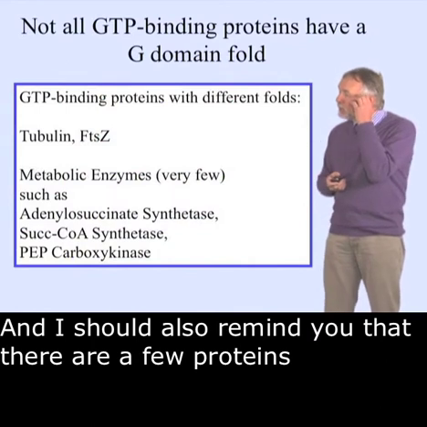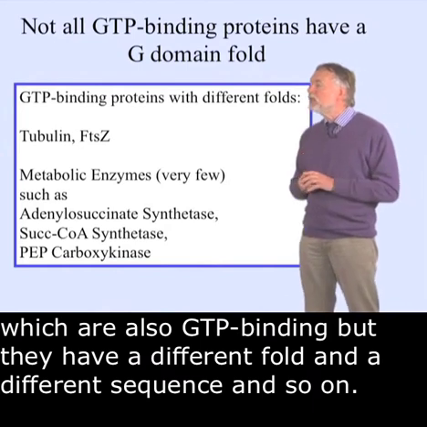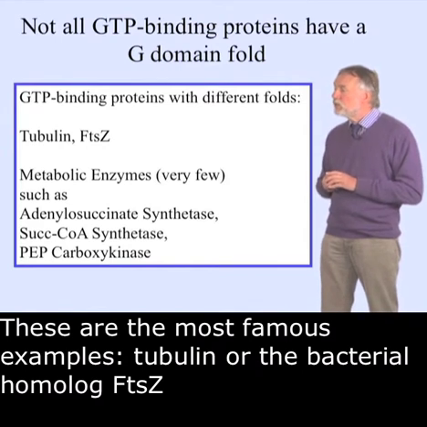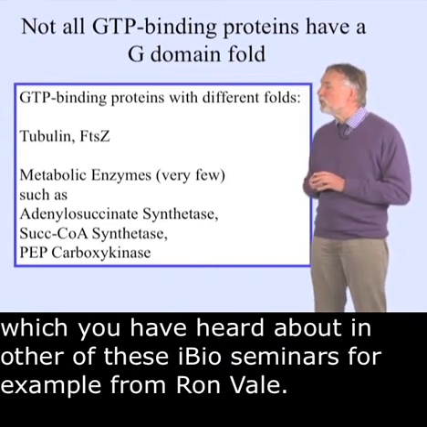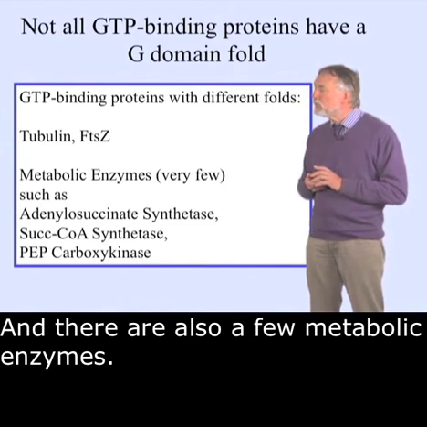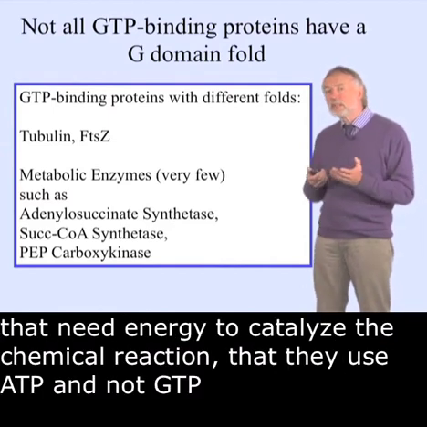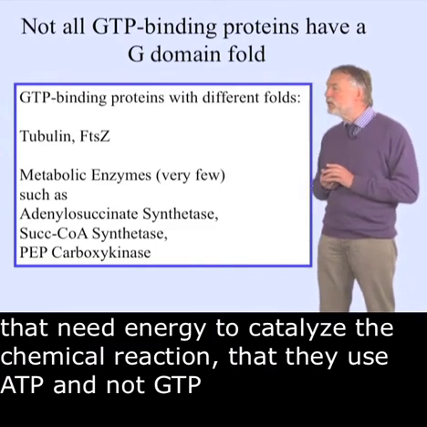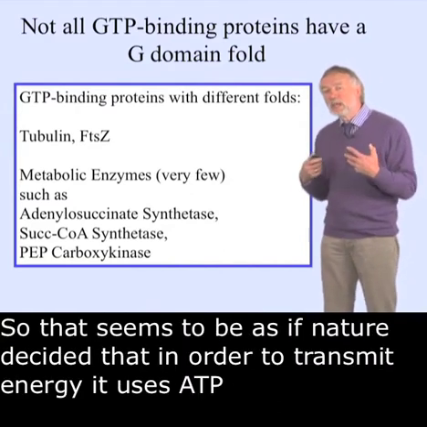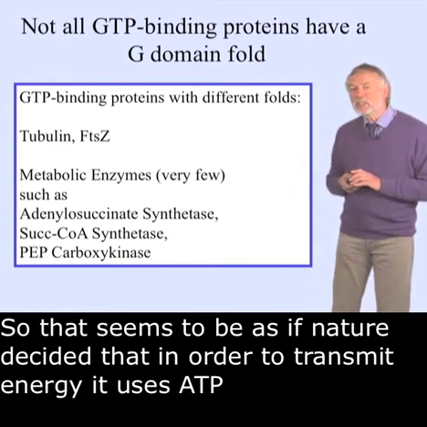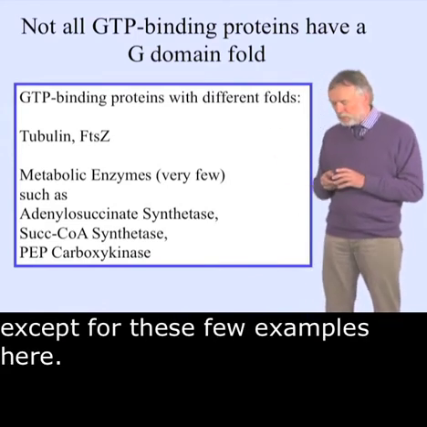And I should also remind you that there are a few proteins which are also GTP binding, but they have a different fold and a different sequence. The most famous example is tubulin, or the bacterial homolog FtsZ, which you have heard about in other seminars, for example from Ron Vale. And there are also a few metabolic enzymes. It's a strange coincidence that almost all the metabolic enzymes that need energy to catalyze the chemical reaction use ATP and not GTP, and only very few examples indicated here use GTP. So it seems as if nature decided that to transmit energy it uses ATP, and for the regulation of processes it uses GTP, except for these few examples.